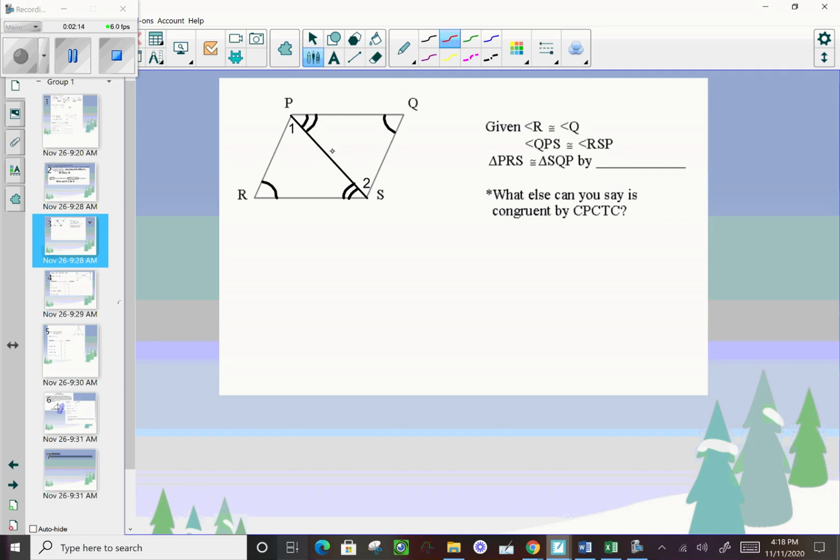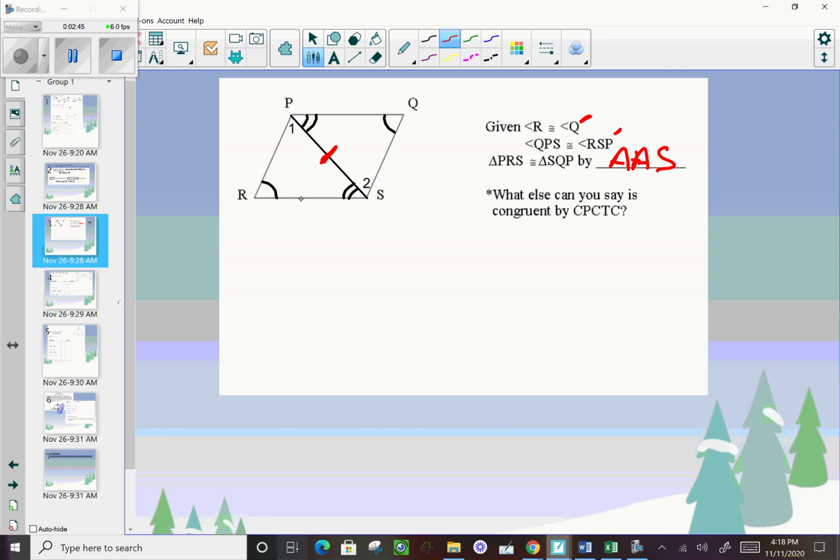Hopefully you marked PS as congruent because that's my shared side between the 2 of them. And at that point we have angle, angle, side as our reasoning. Okay, so our triangles are congruent. Well, if our triangles are congruent, that means every single part of those triangles is congruent. So we already have 3 parts listed. You've got R and Q, angle QPS and angle RSP, and segment PS.